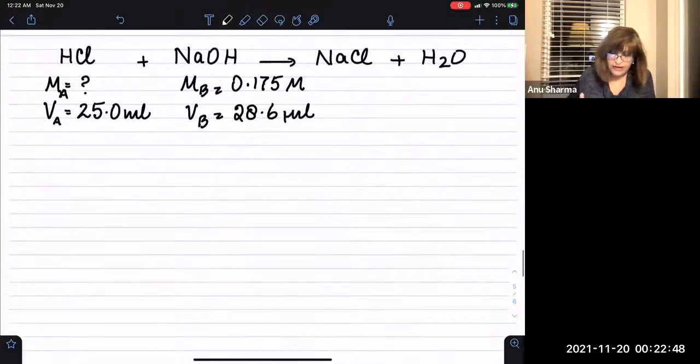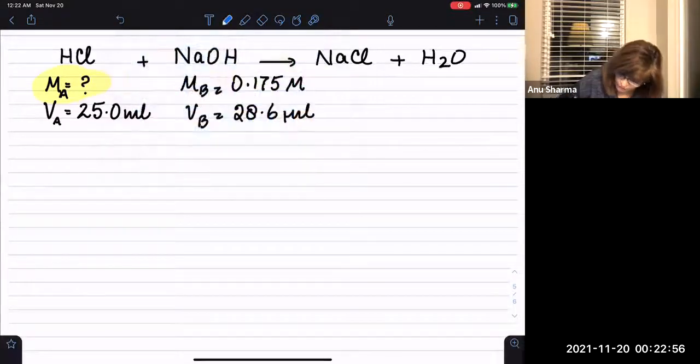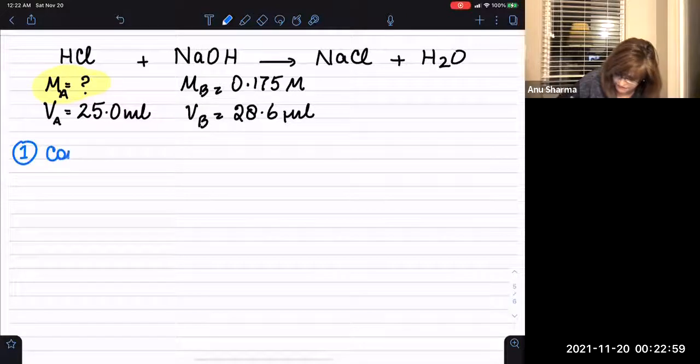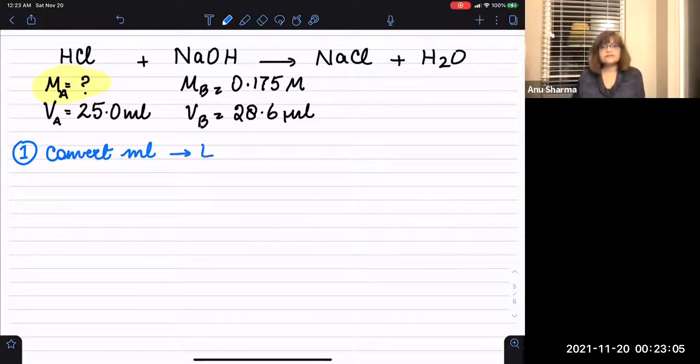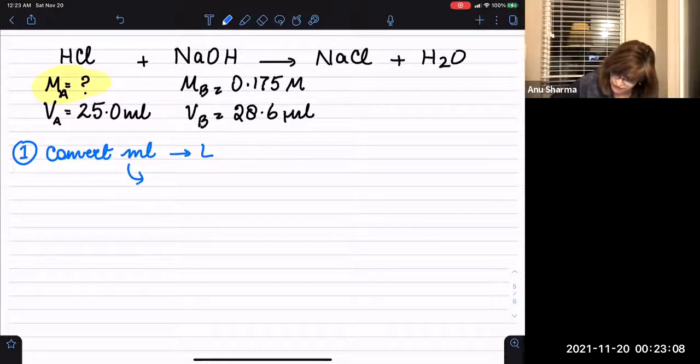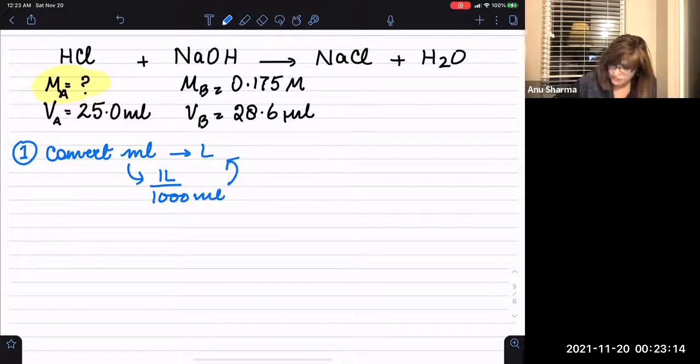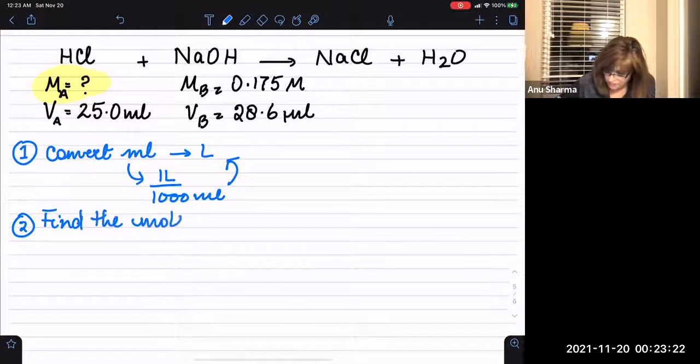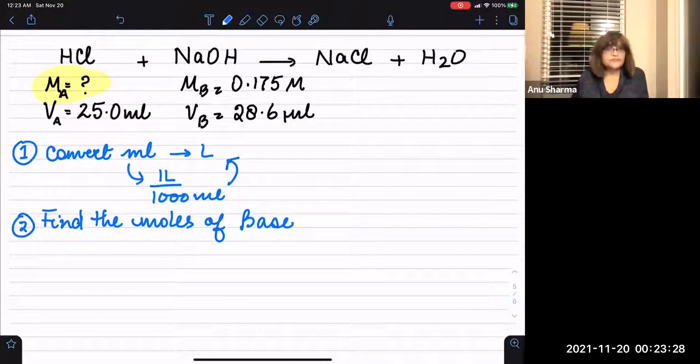So what is the process here? How do you find the molarity? This is what you need to find, the molarity of HCl. Okay, so what are the steps? So first of all, always convert the milliliters to liters. How? You are going to use 1 liter over 1000 milliliters, and that gives you the liters. Second thing is find the moles, find the moles of base.